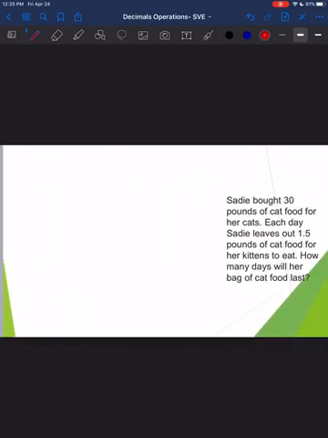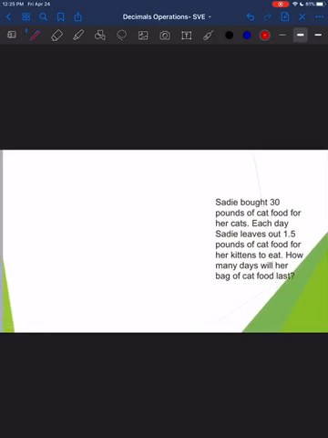So let's look at another similar problem. Sadie bought 30 pounds of cat food for her cats. Each day, Sadie leaves out 1 5/10 pounds of cat food for her kitten. How many days will her bag of cat food last? So similar to the problem before, we're looking at 30 pounds of cat food and Sadie leaving out 1 5/10 pounds each day. And once again, it's a division because I want to know how long this would last if I have the total.